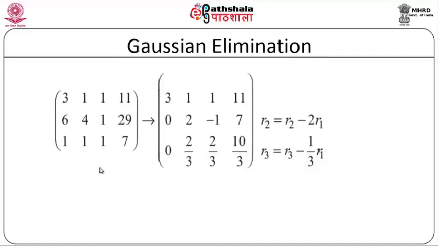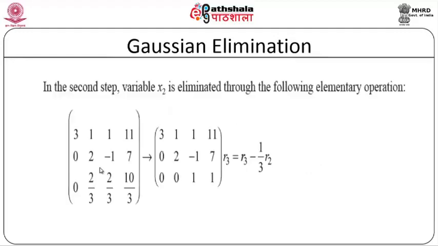Now, we can continue the procedure, and we can keep the coefficient 2 in the second equation as the pivot, and we can attempt to remove 2 by 3 in the third equation. The transformation that we are going to use is R3 equals R3 minus 1 by 3 into R2. So, by applying these transformations, now we have the upper triangular matrix.